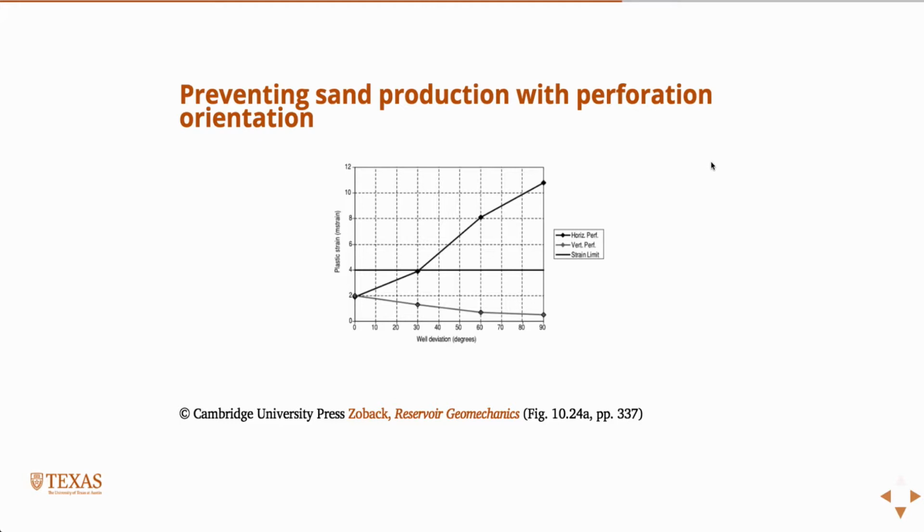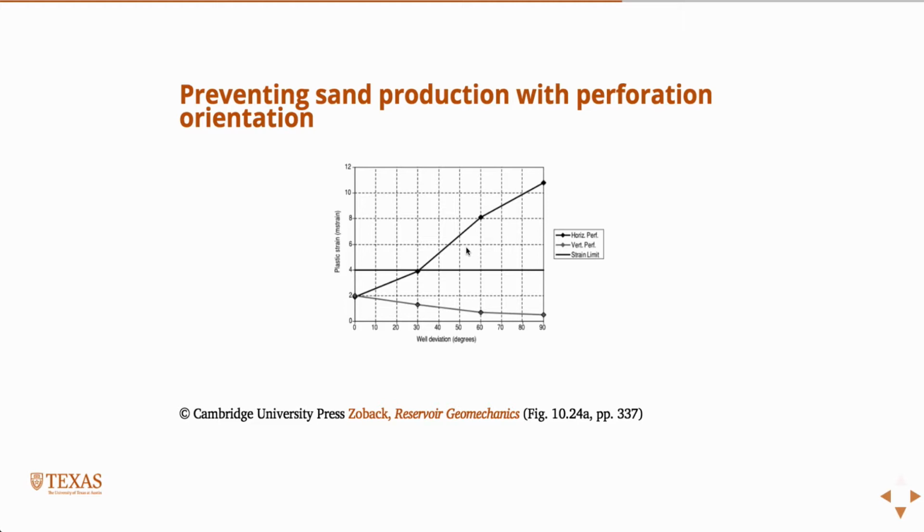So in this plot, they have, again, your plastic strain, that measure that comes from a more complex model than what we've looked at. But your plastic strain as a function of wellbore deviation for vertical and horizontal perforations, and then using this black dark line at 4% equivalent plastic strain as your criterion. It's still kind of empirical, but it's better than anything else to say that anything greater than 4%, we're going to expect a lot of sand production from that well, right?